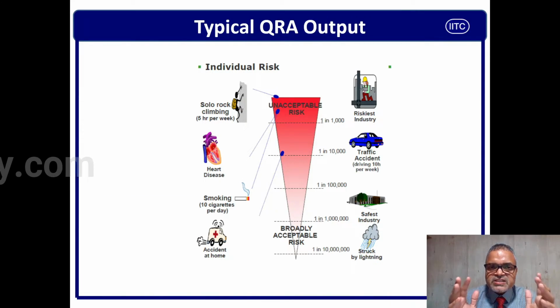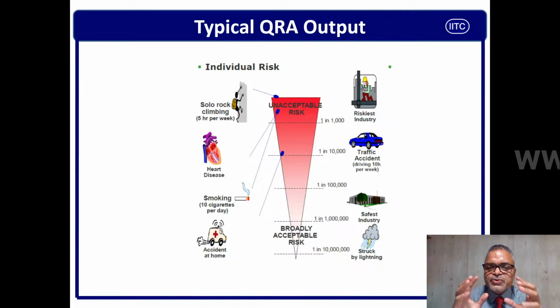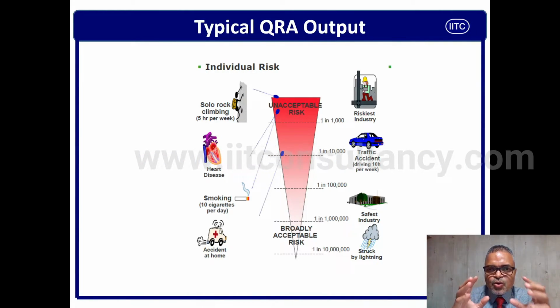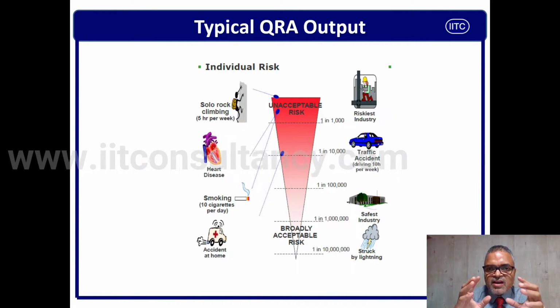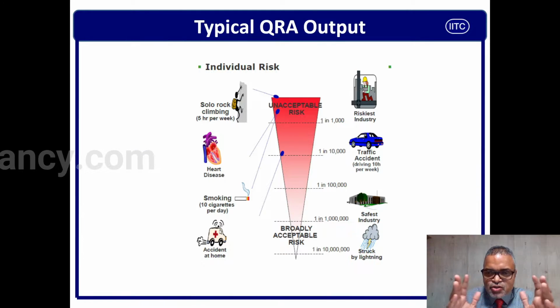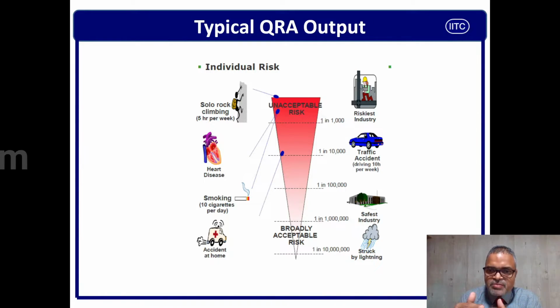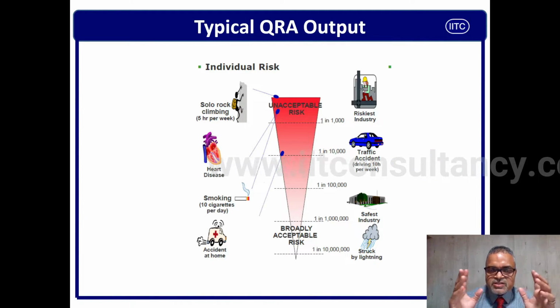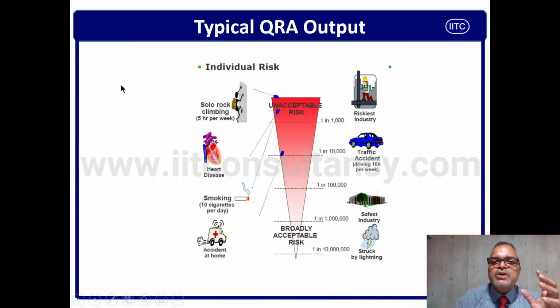Guys, now let us understand what outputs we are going to get. There are a few terminologies in the QRA, like individual risk, location specific risk, FN curve, PLL. You don't need to bother right now. Probably you will learn something in the following slides, and I will also give some abbreviations and meanings of these technical terms. Now let us see individual risk.